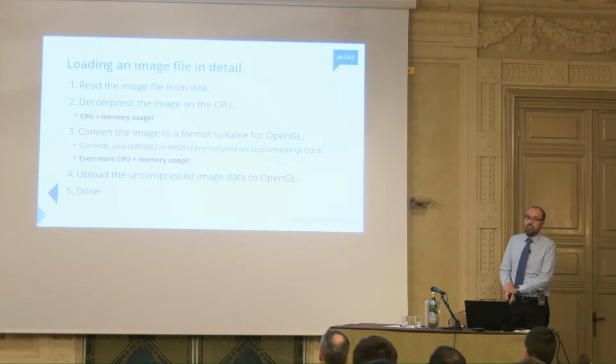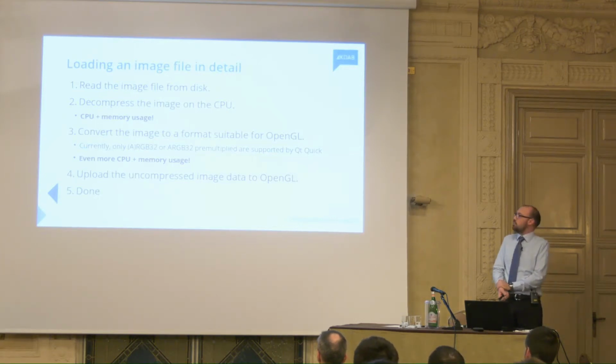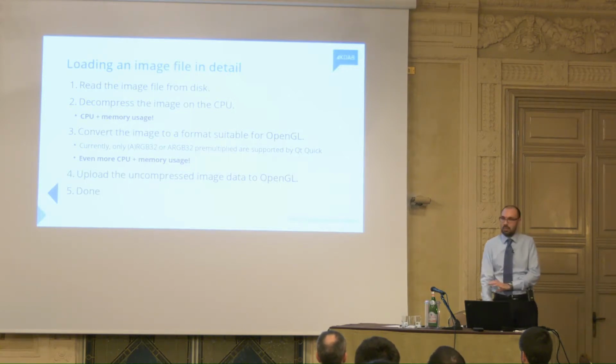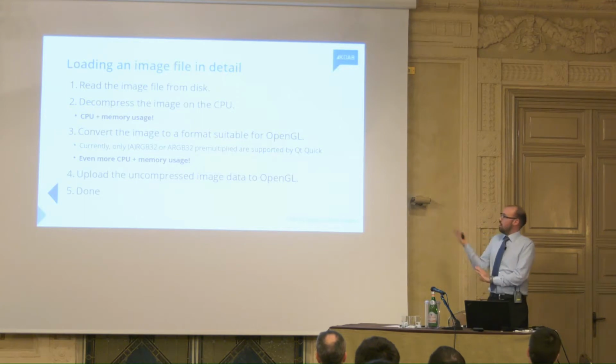The third step, if your image actually is not in the right format, for instance, it's grayscale, you need to convert it to a format that Qt Quick understands. And at the moment, it only understands RGB32 or alpha RGB32, which then means even more CPU time and more memory being used to do that. Then eventually, you're going to upload this image to OpenGL, and then you're done.